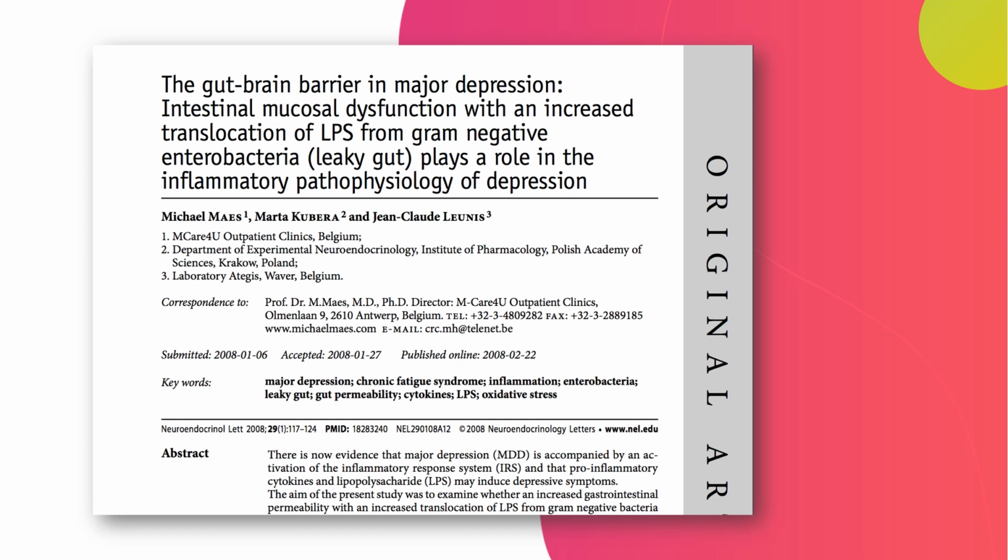This study was published almost 15 years ago, and even back then, researchers were identifying the connection between the gut and the brain, and particularly the impact that the translocation of lipopolysaccharide could have on mood disorders like depression. This study found that LPS from gut bacteria caused an inflammatory response that plays a role in the pathophysiology of major depressive disorder.